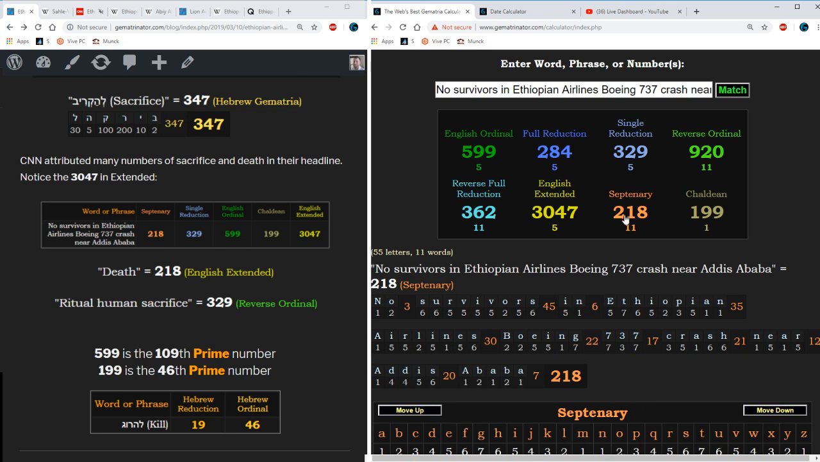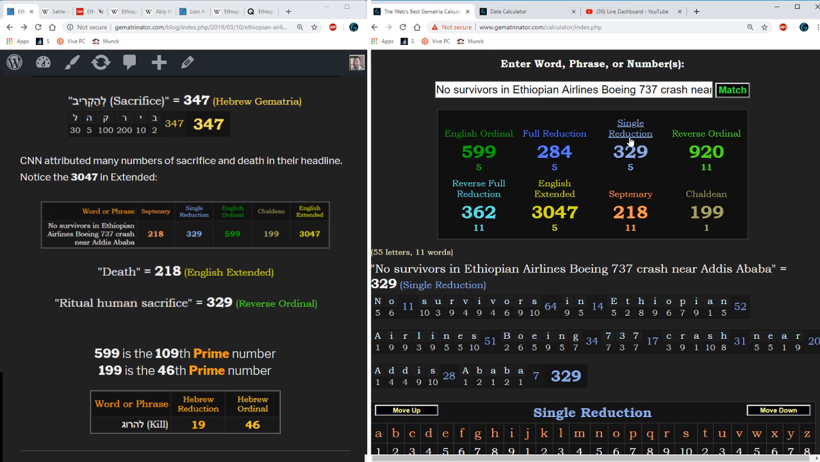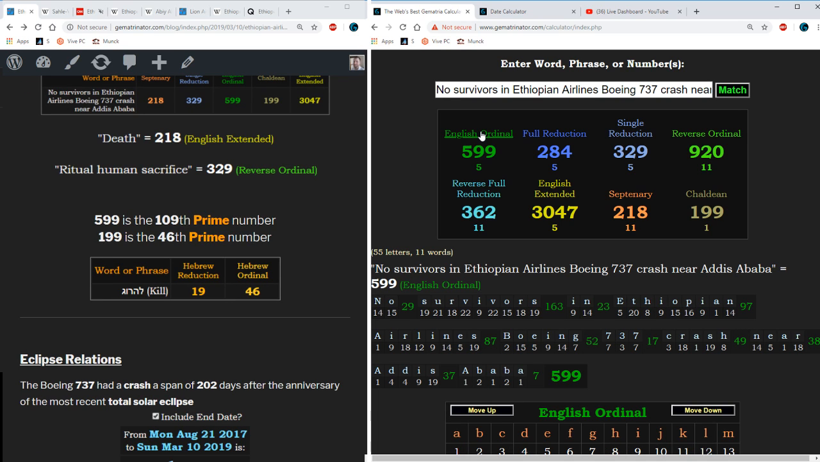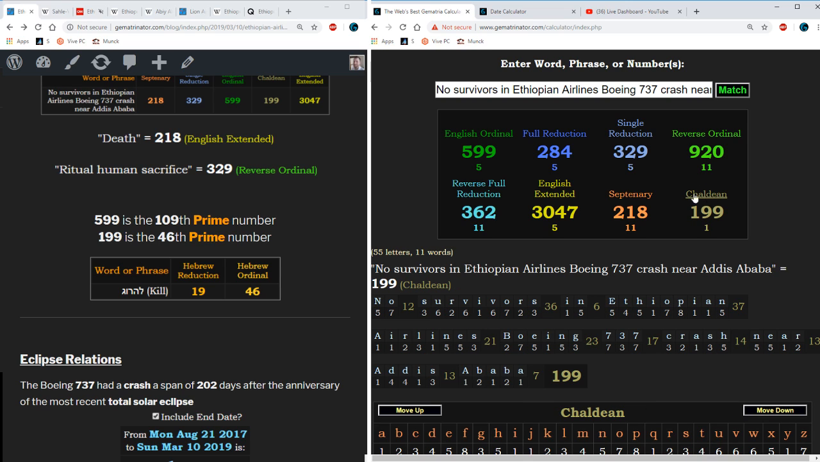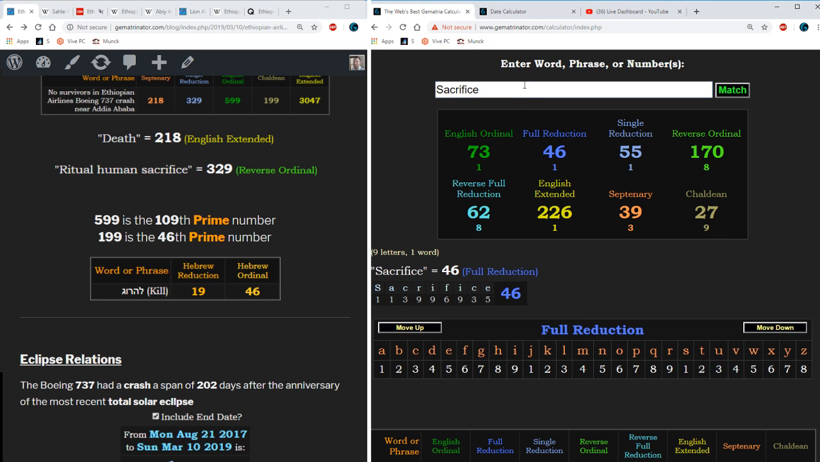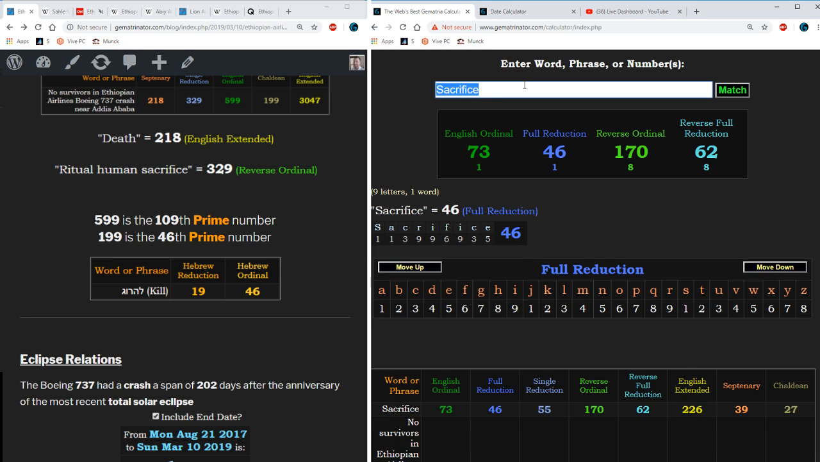In septenary, it sums to 218, which is the extended value of death. 329 in single reduction, that's the reverse value of ritual human sacrifice. We also have 599, the 109th prime number, and 199, the 46th prime number. Kill equals 19 and 46 in Hebrew. 46 also being the gematria of sacrifice. So they really lit up the calculator with some good numbers on this headline.